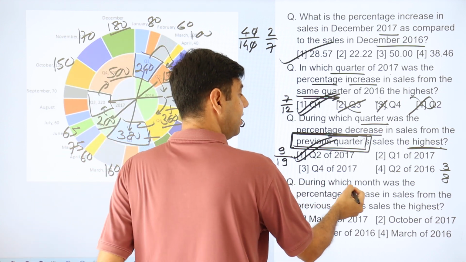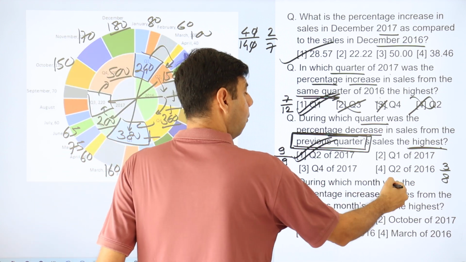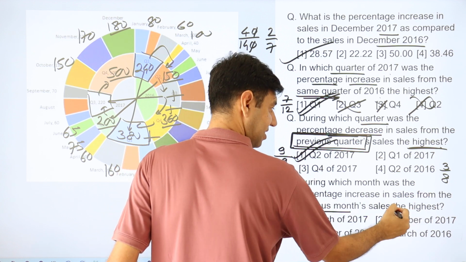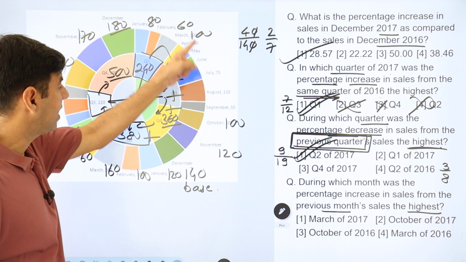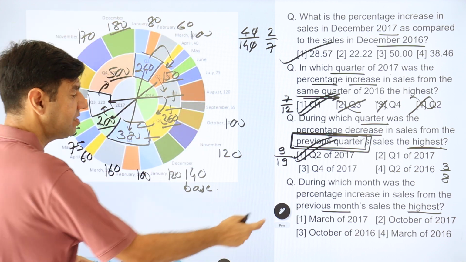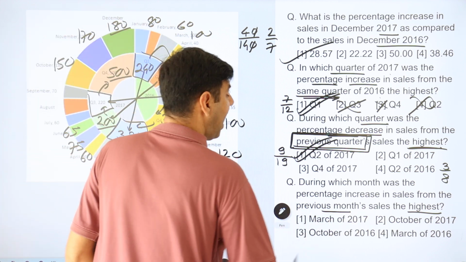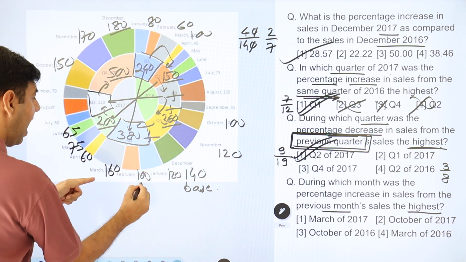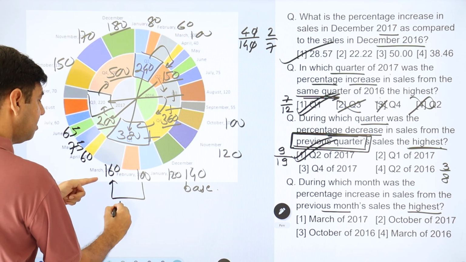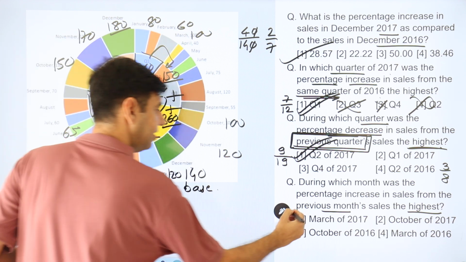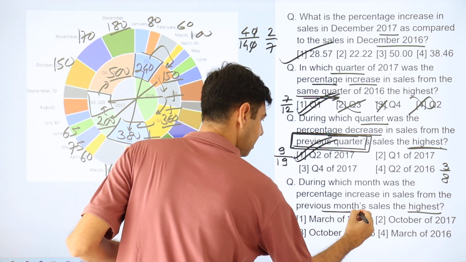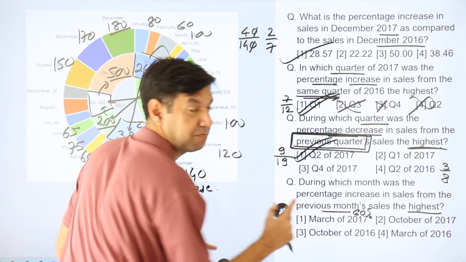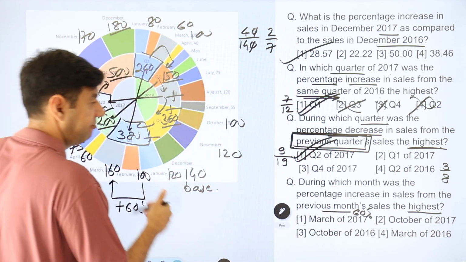Last question, during which month was the percentage increase in sales from the previous month's sale the highest? So we have to go month wise, but it's a large sector. So I'll just use the options this time. March of 17, 100 has become 160. So this is an increase of 60%. So that's a good value, 60%, right? So let me just write it here. October of 17. Now you have a benchmark. You want more than 60% if you can find something.